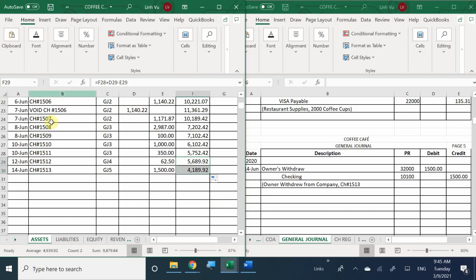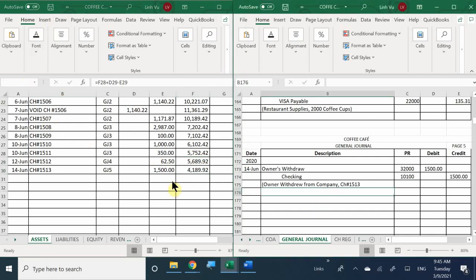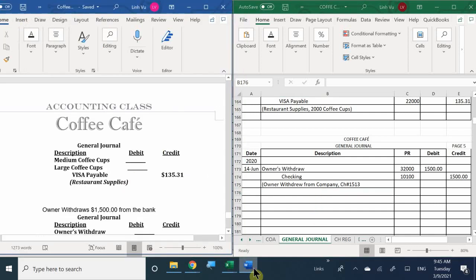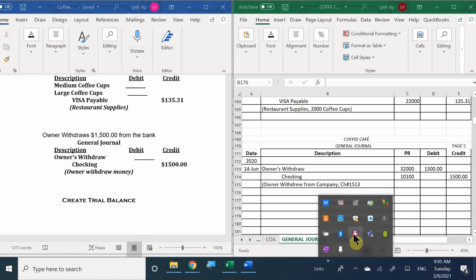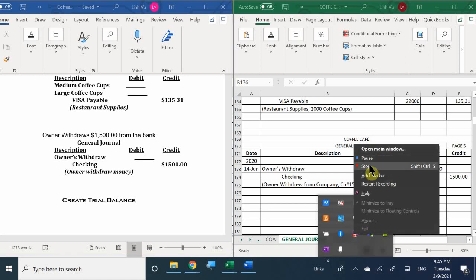All right, so save your work, because we reached the end and we need to complete a trial balance. So I'm going to call a break. Right now it's 9:45. Let's call a break, and 20 minutes from now, at 10:05, we'll complete the trial balance from there. Okay? Thank you.